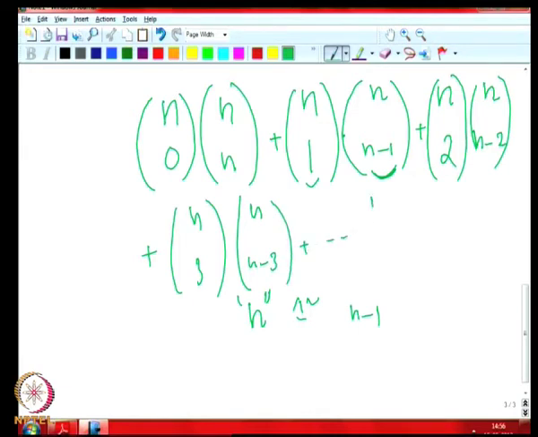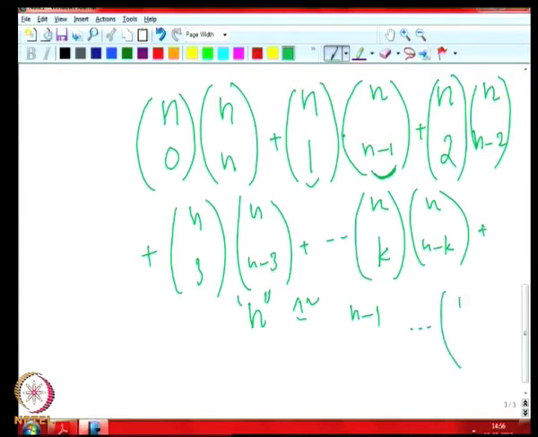And for k men, when k men are selected, this will be the general term, n choose k into n choose n minus k possible ways you can select. And finally, you can select all men, that means n men and no women. So, this will give you the total possible ways to get n people out of the 2n available people.